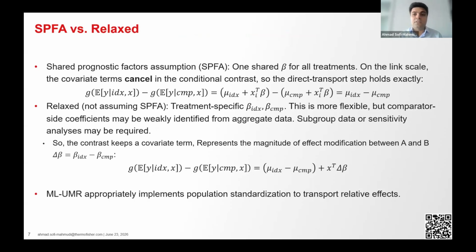We have two types of models in mlumr. We can assume that the prognostic factors across treatments share just one beta coefficient. This way, the model will be simpler and requires no additional data. But we can also assume that the betas are different across treatments, across index and comparators. This is more flexible, but the comparator side coefficient may be weakly identified, and therefore subgroup data or sensitivity analysis may be required.